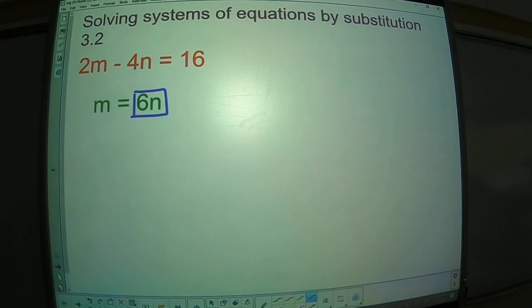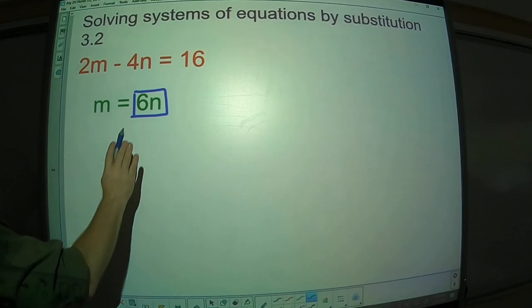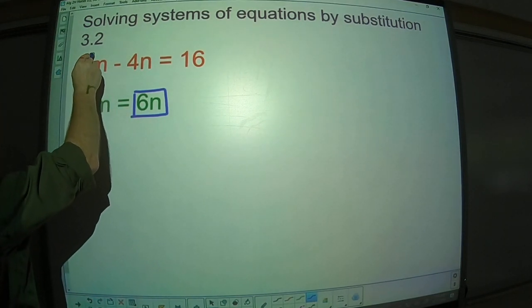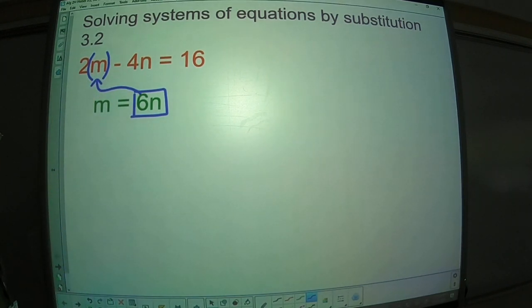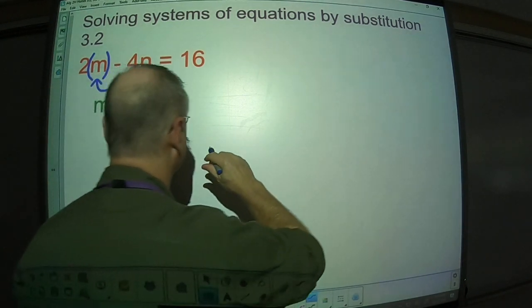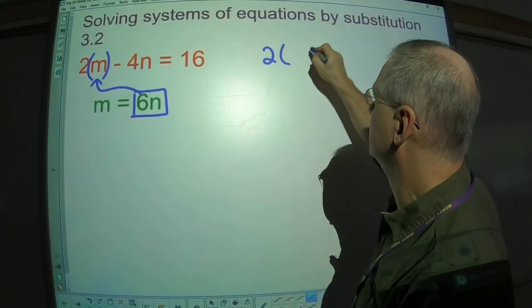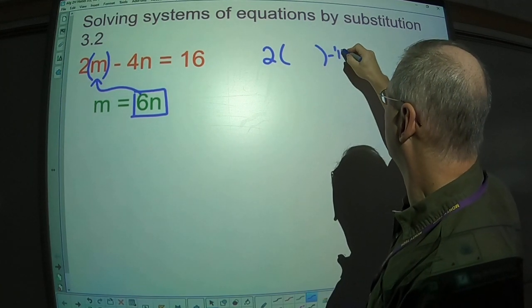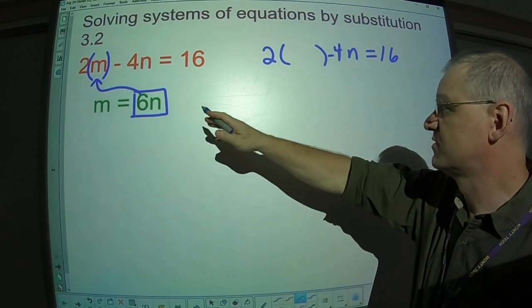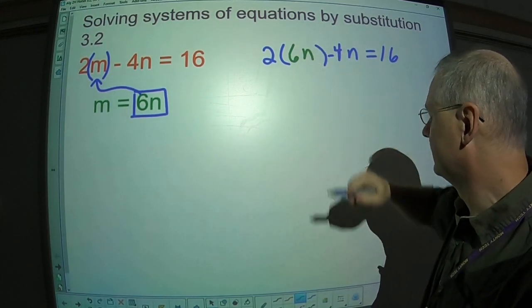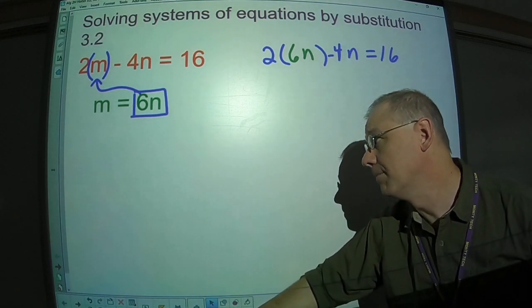So in this case, m is equivalent to 6n. So I'm going to take 6n and replace just the m in the other equation. It has to be in the other equation, not the one you manipulated, if you had to manipulate one. So now I'm going to substitute this in. So 2m minus 4n equals 16, and we're going to substitute the 6n in place of m.